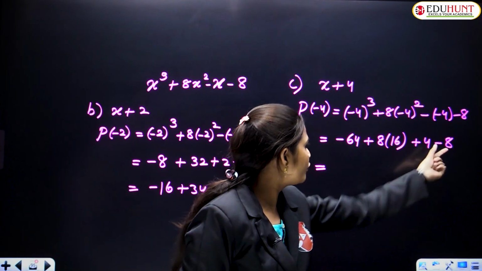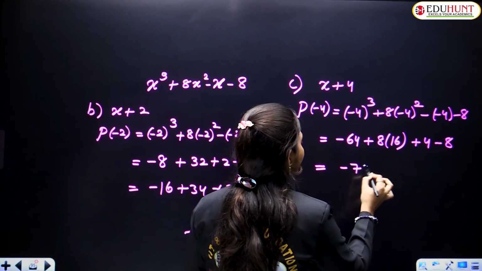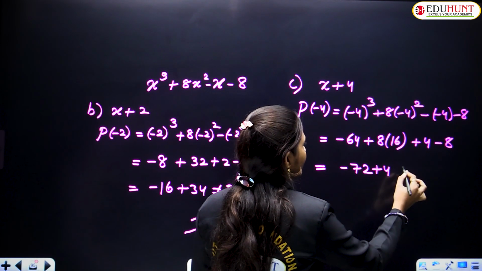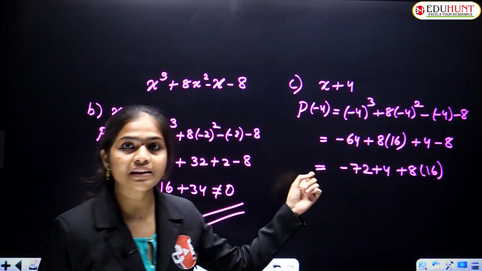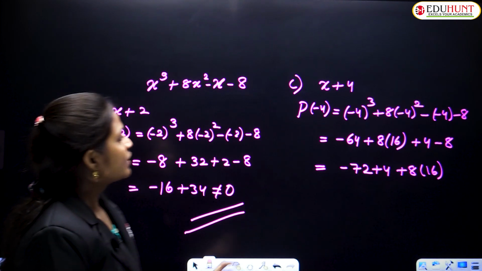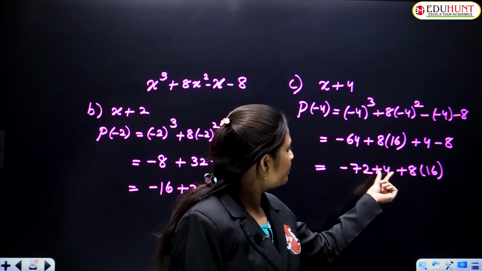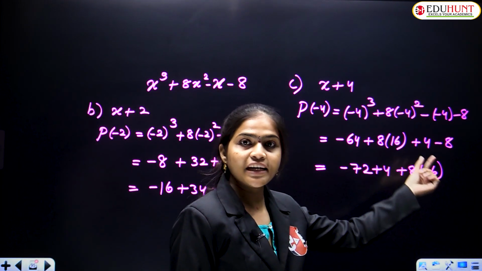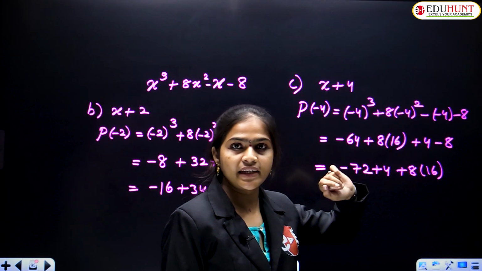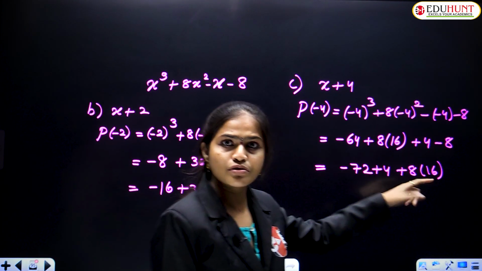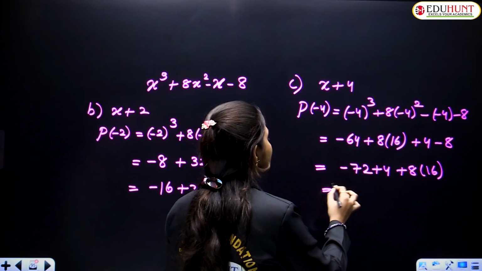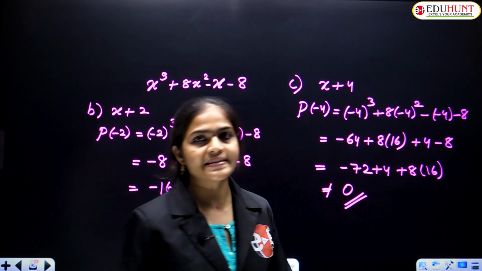So minus 64 minus 8 is minus 72 plus 4. Okay, plus 8 into 16. So when you multiply 8 with 16, you will get 128. But here, minus 72 plus 4 is lesser than that value. So by seeing this, we can say that this value is also not equal to 0.